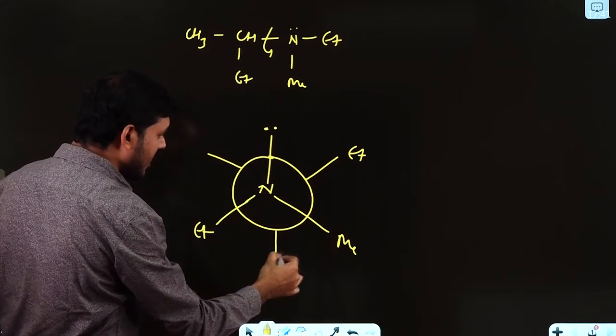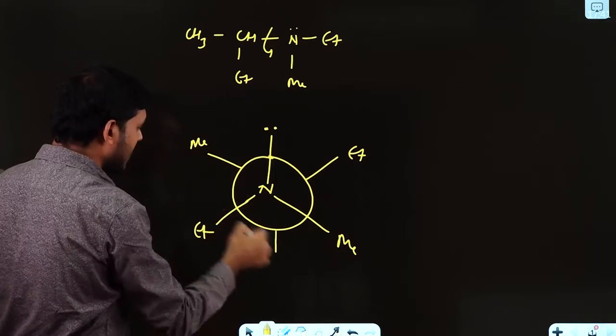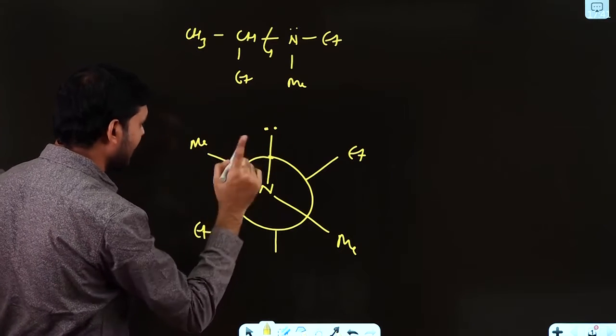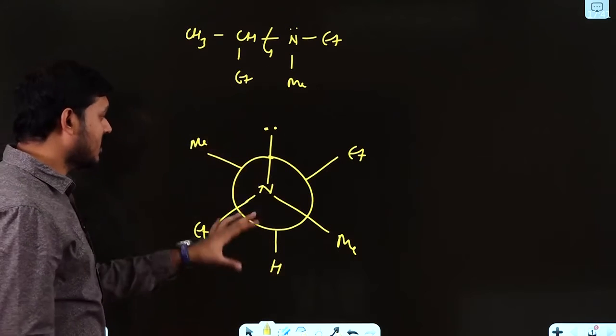So if I place methyl here, there is methyl and ethyl repulsion. If I place methyl here, methyl and ethyl are anti, but methyl with the lone pair is okay. So hydrogen goes here. So this is the most stable conformer of this structure.